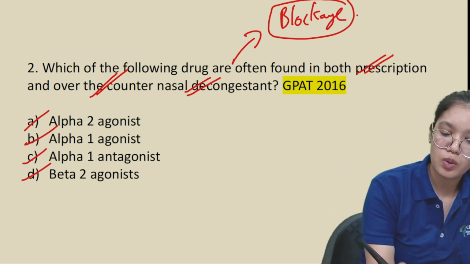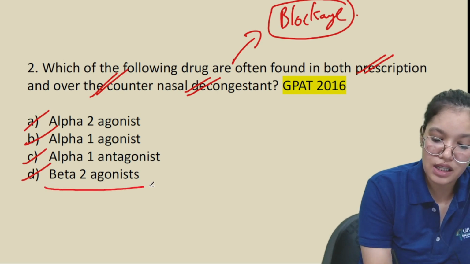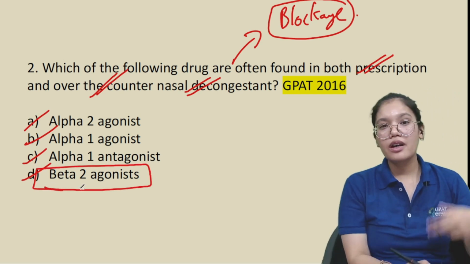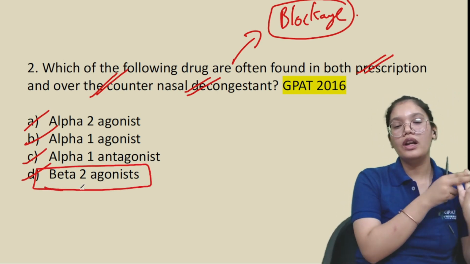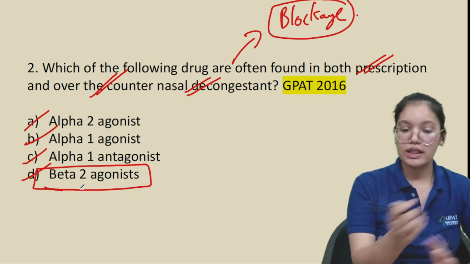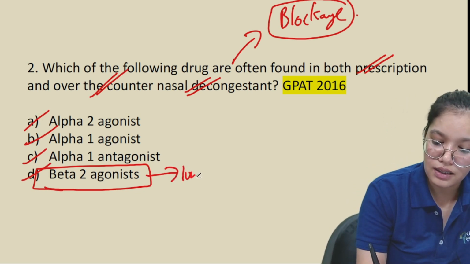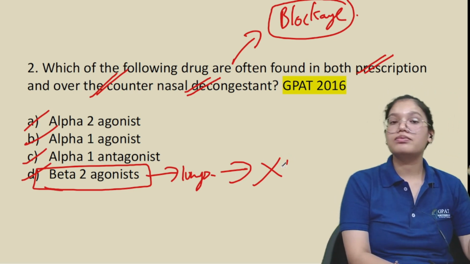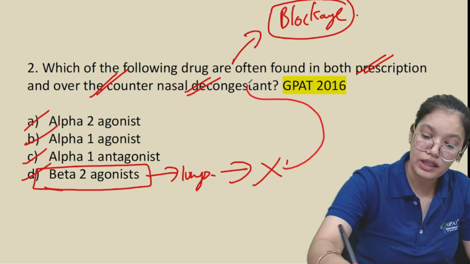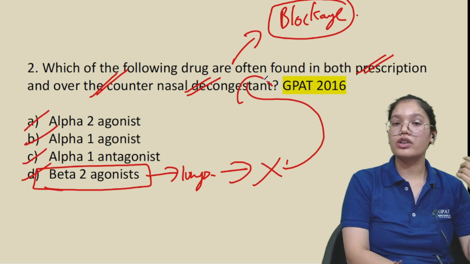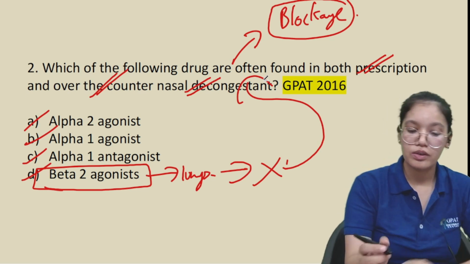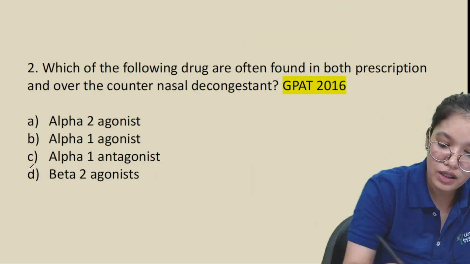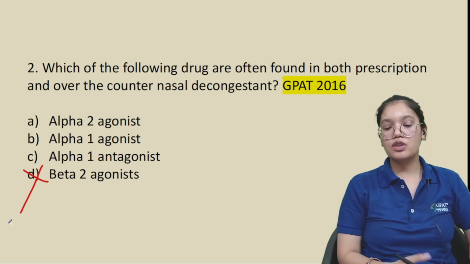Now if we start with the beta-2 agonist. We have two lungs, so beta-2 is present in the lungs. The lungs have no action on the nasal area or the nose. So beta-2, we can remove it from the options. So it can't be a beta-2 agonist.